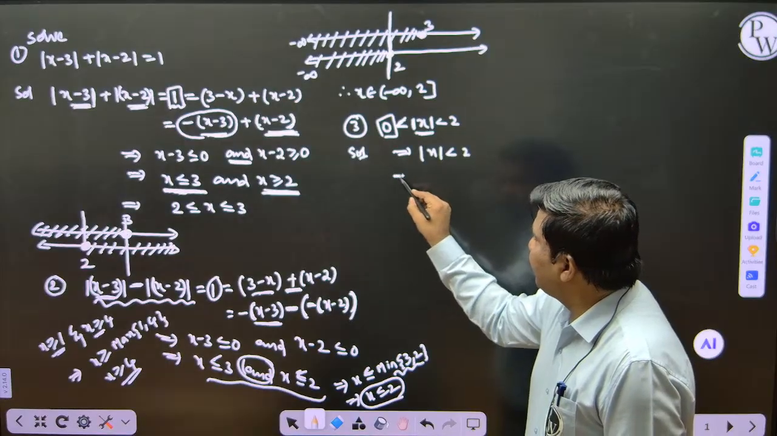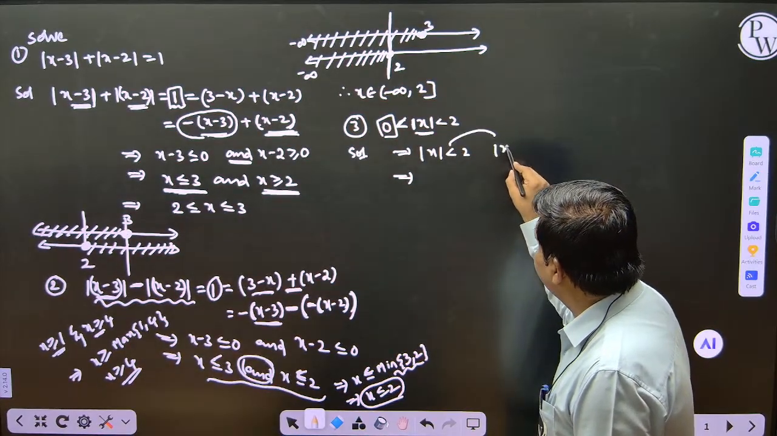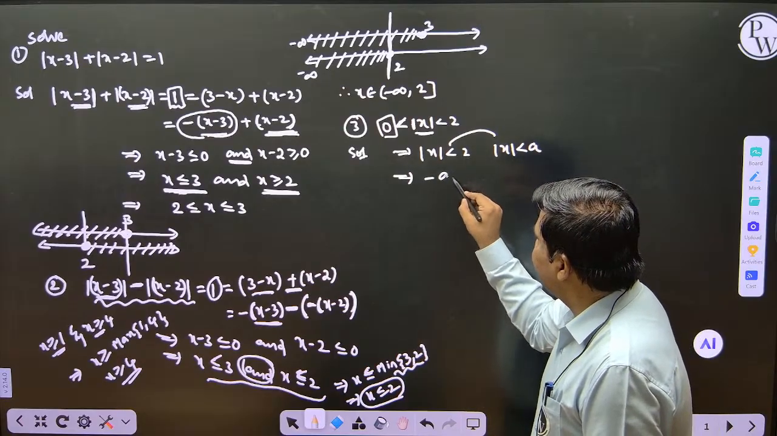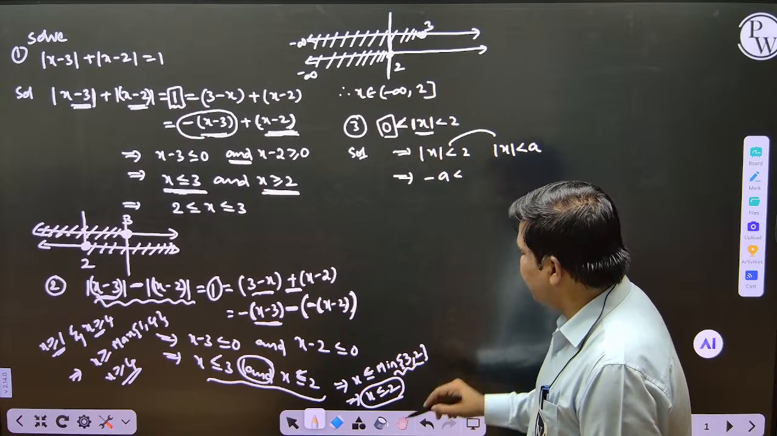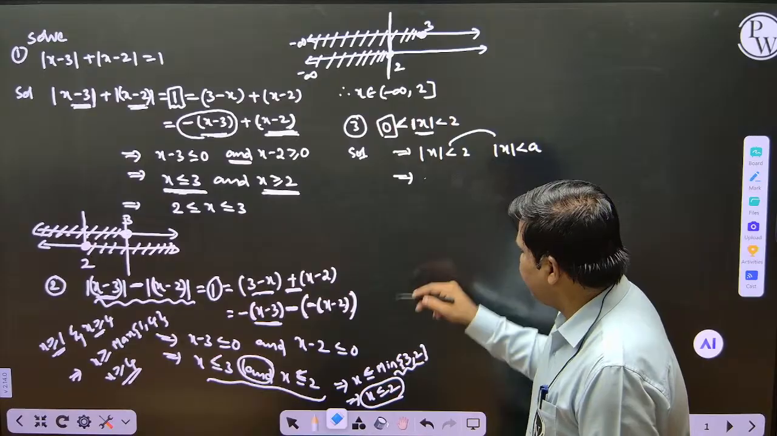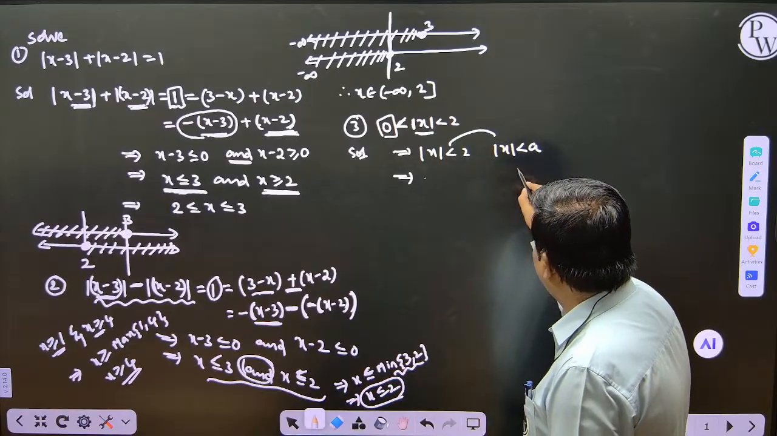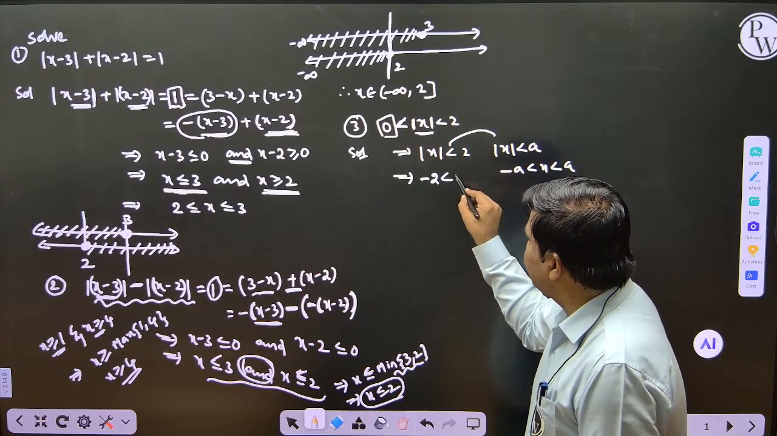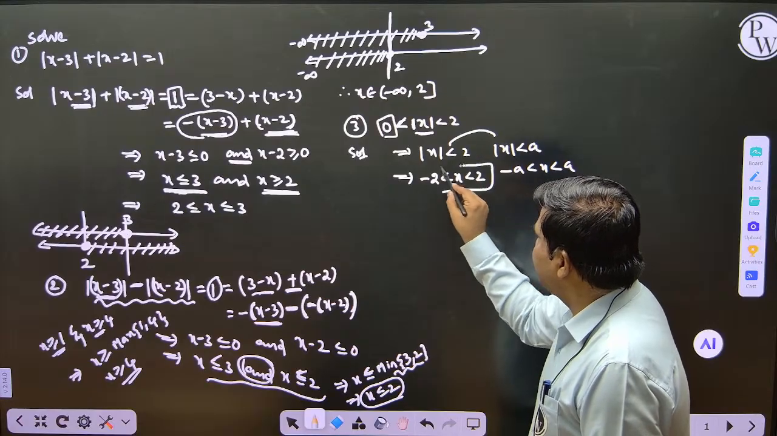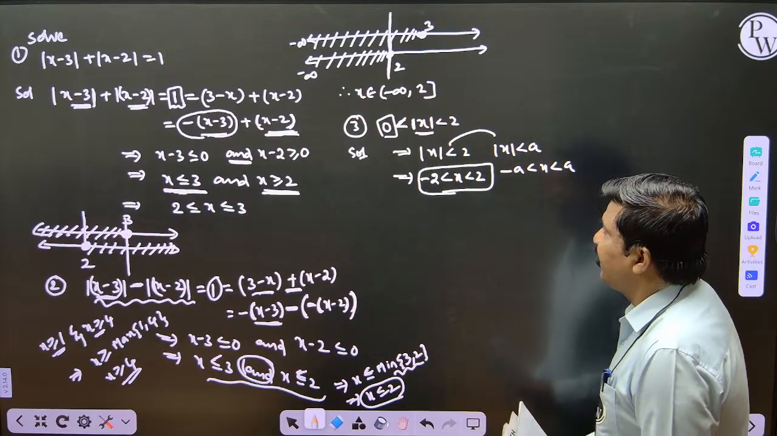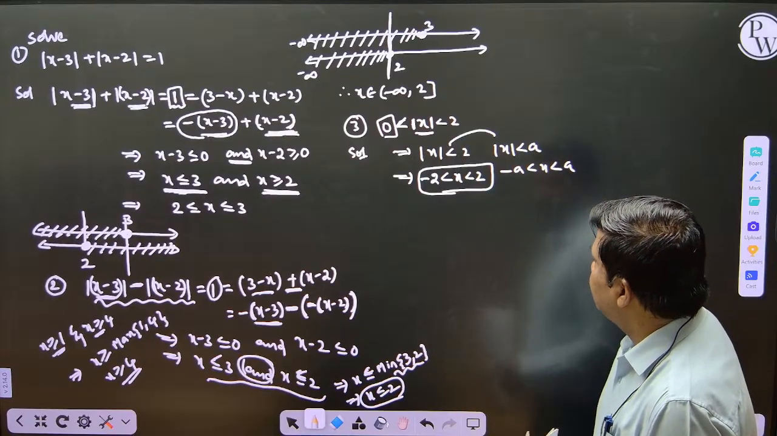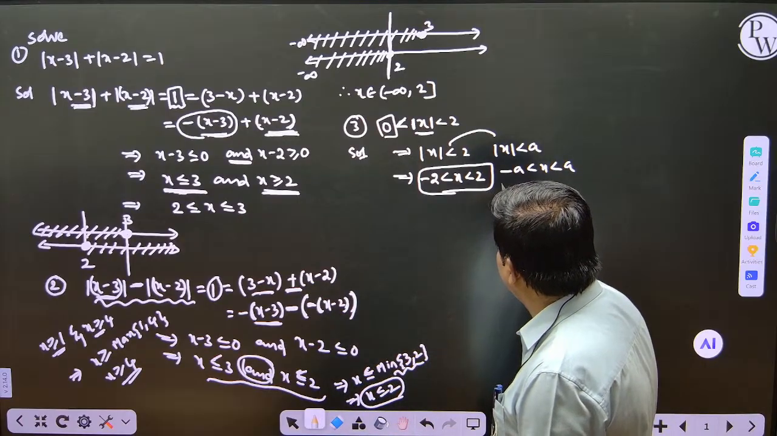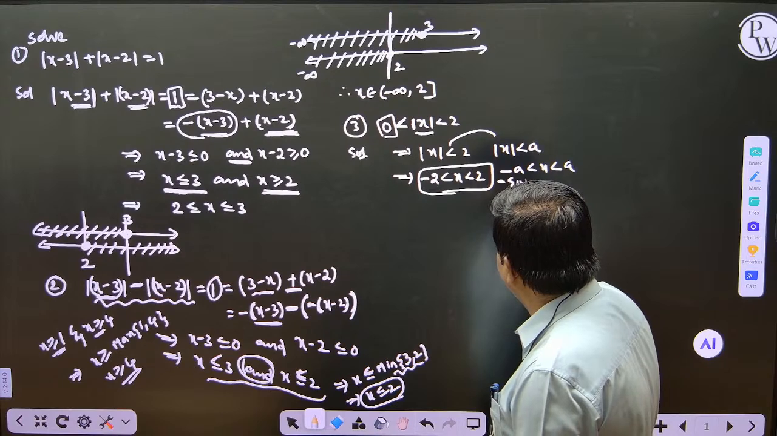So now it implies what? As I already told you, it looks like which form? Mod x less than a form. Therefore x lies between where to where? Minus a to plus a. Minus a less than x less than a. So that's why this can also be written as minus 2 less than x less than 2. But from this, what do I have to do? I want to delete 0.